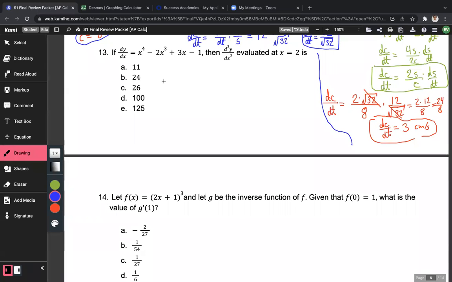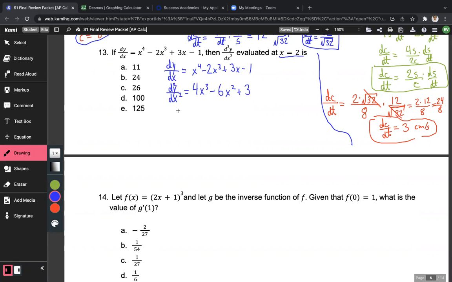All right, looking at question number 13. Slightly easier now, actually significantly easier. I'm given this function's derivative already. I don't know what y is, but I know that dy/dx equals x to the fourth minus 2x cubed plus 3x minus 1. We're trying to find the third derivative at x equals 2. So to find the third derivative, I first need to find the second derivative. So d2y/dx squared, remember that notation, is equal to 4x cubed minus 6x squared plus 3.